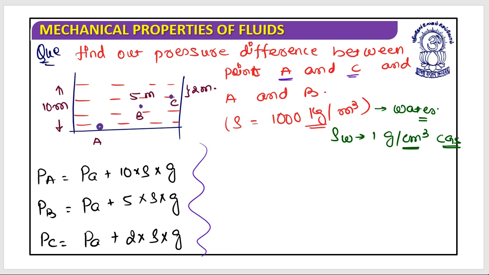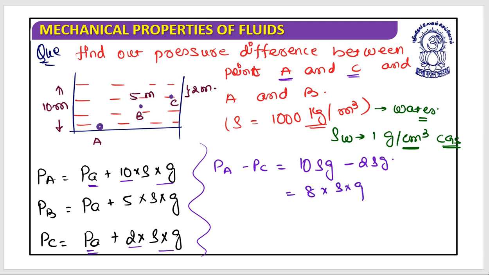It's points A and C. So let's find it out. It's P_A minus P_C. As you can observe, this P_A got cancelled. This rho g would be there. This is 10 rho g, this is 2 rho g. So it would be 10 rho g minus 2 rho g, which is equal to 8 into density of liquid into g. This is 8 into 10 to the power 3 into 10, which is equal to 8 into 10 to the power 4 Pascal. I hope this is clear. So this is the pressure difference between points A and C.